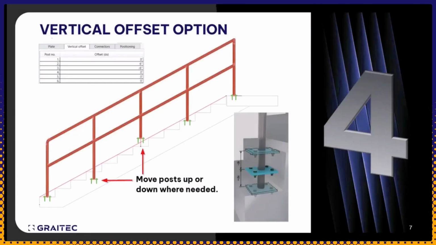Post connection locations can be adjusted vertically as needed so that they reach the proper level for placement. Each post can be individually controlled, giving the user complete confidence in their ability to get the rail where it needs to go.